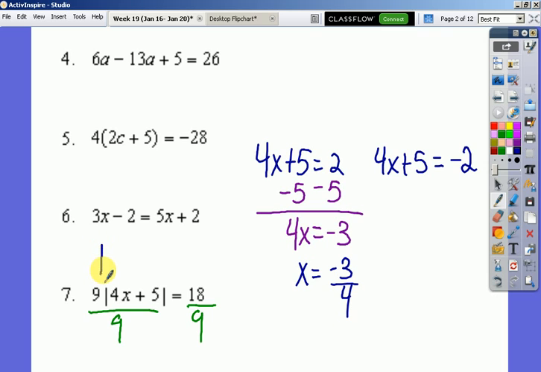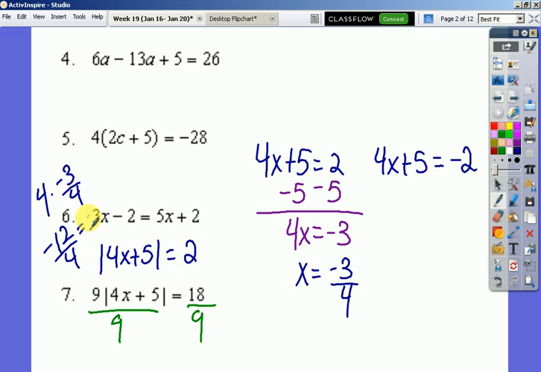Check that and make sure that it works. So when we divide by 9, we have the absolute value of 4x plus 5 equals 2. Well, when I plug in negative 3/4, 4 times negative 3/4 is negative 12/4, which is just negative 3, right? Negative 3 plus 5 is 2, and the absolute value of 2 is 2, so that works. You may not always get a very nice number. That's okay. That doesn't mean you did it wrong. It's a matter of checking to see if it makes sense.